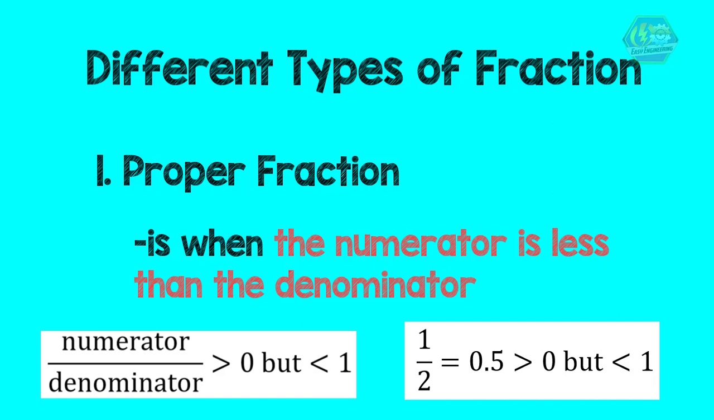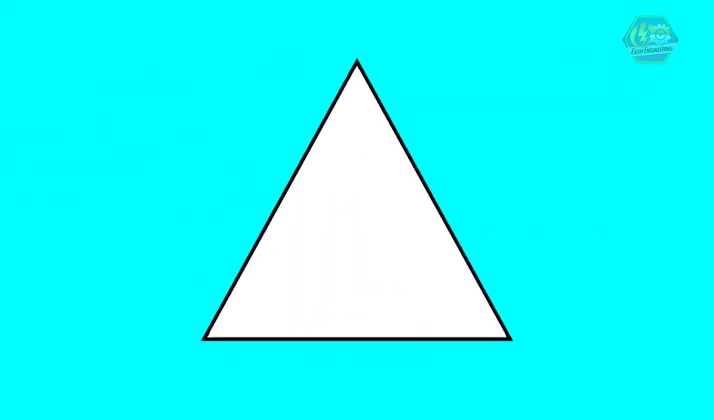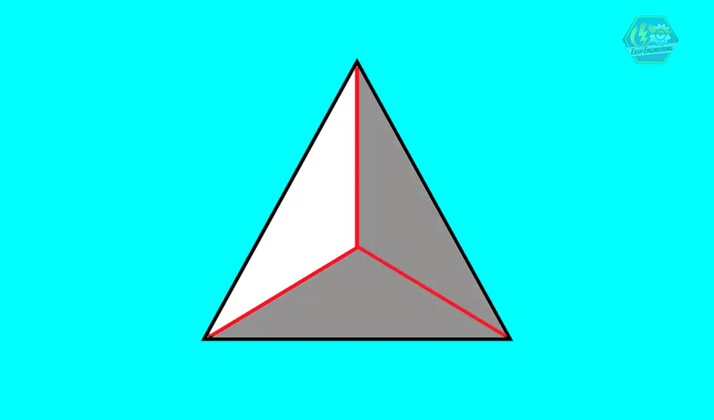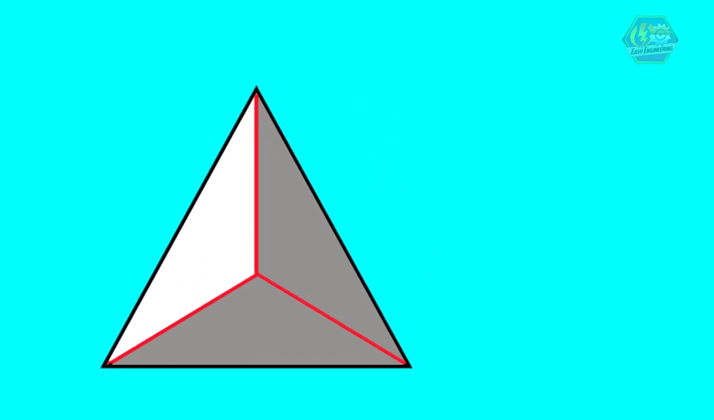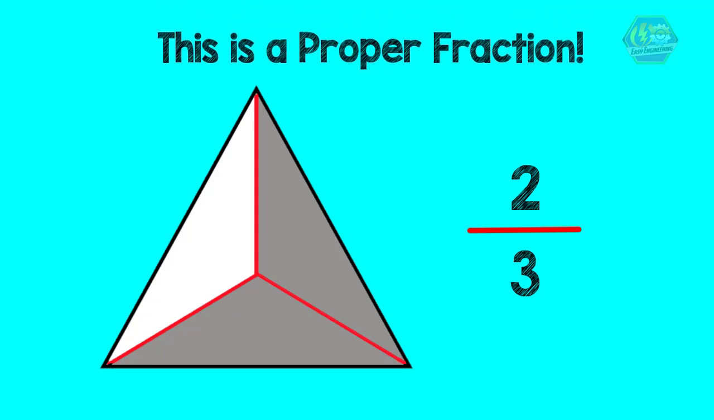Now let's have another example. If you have a triangle divided into 3 parts and then 2 parts of it were shaded, what fraction of the triangle is shaded? In this triangle, there are 2 parts that are shaded and the total number of parts is 3. Therefore, the shaded part can be represented as 2 over 3 in fraction. Notice that the numerator is less than the denominator. Therefore, this fraction is also a proper fraction.